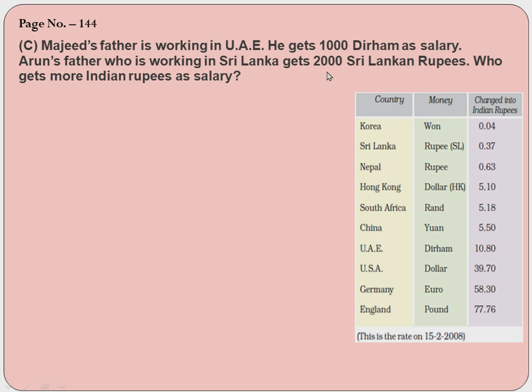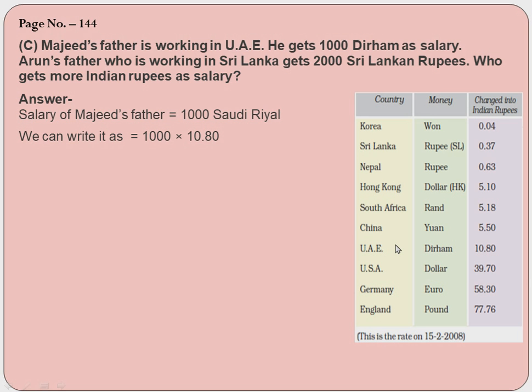They are asking. So, first what you will do? You will convert 1000 dirham to Indian rupees. 2000 Sri Lankan rupees also you will convert to Indian rupees, and then compare whose is more. Okay. So, let us start. Now, the salary of Majid's father is 1000 Saudi Riyal, because he is working in UAE. UAE is also called Saudi. Okay, 1000 Saudi Riyal.